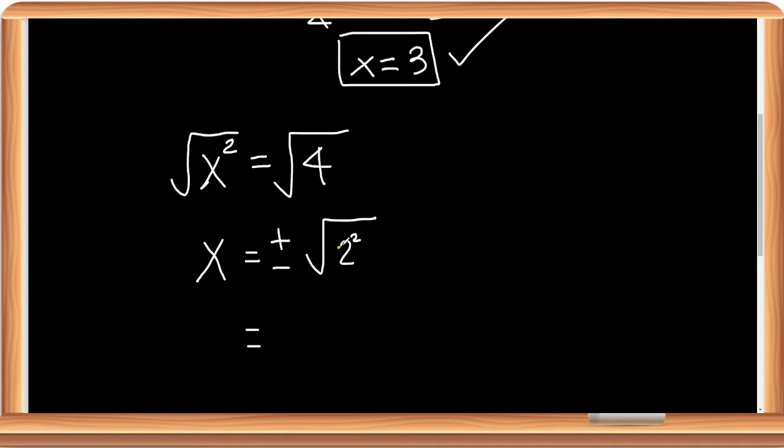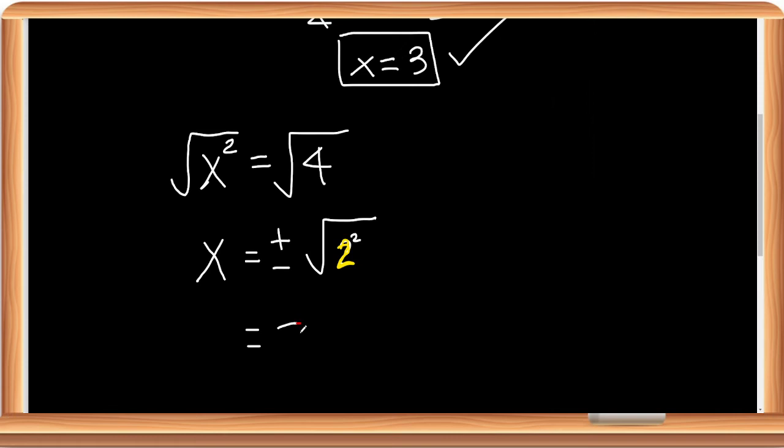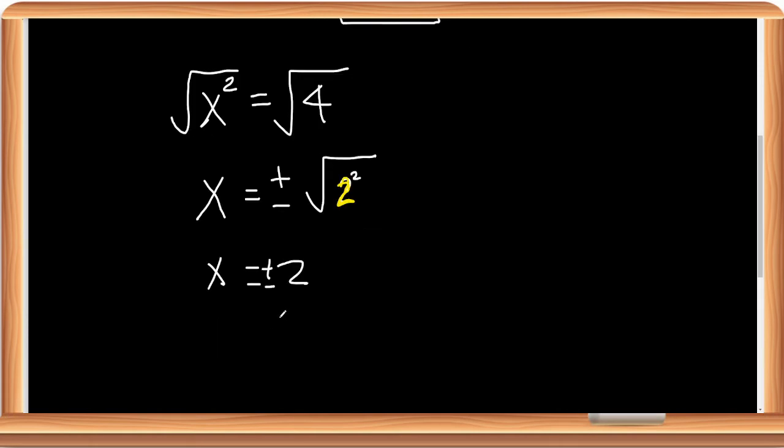Ito mismo ang number na to. Okay? So, the square root of 2 square, therefore, is equal to 2. Okay? So, that is positive and negative 2. So, yung solution, therefore, nitong x squared is equal to 4 is positive 2 and negative 2.